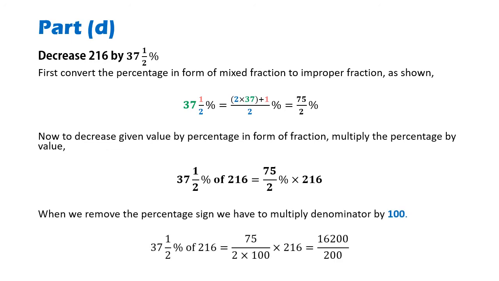Part D. Decrease 216 by 37 whole 1 upon 2%. Since the given percentage is in the form of a mixed fraction, first we convert it to an improper fraction. Then to decrease the given value by a percentage in the form of a fraction, multiply the percentage by the value. After that we will remove the percentage sign by multiplying the denominator by 100 and then simplify as shown in steps.